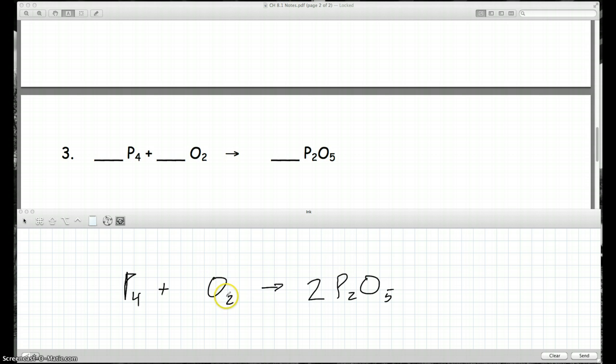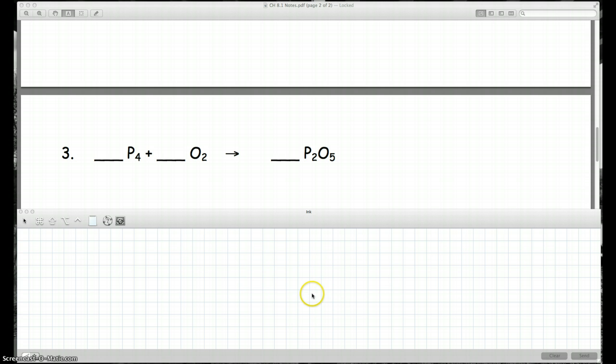I got 2 oxygens over here. Over on the right side, I have 2 times 5, so I have 10 oxygens. And then I go back over to the other side and think about, okay, how can I get 10 over here? Well, if I think about what multiplies to 10, if I put a 5 here, 5 times 2 is 10 oxygens. 2 times 5 is 10 oxygens. The oxygens are balanced. 4 P's, 4 P's, the P's are balanced. So those were all fairly straightforward, but you can kind of see it's a back and forth, back and forth, back and forth kind of thing.